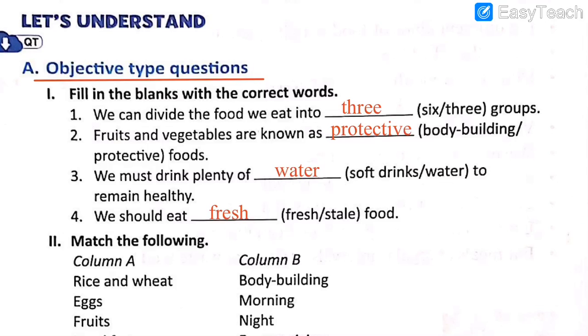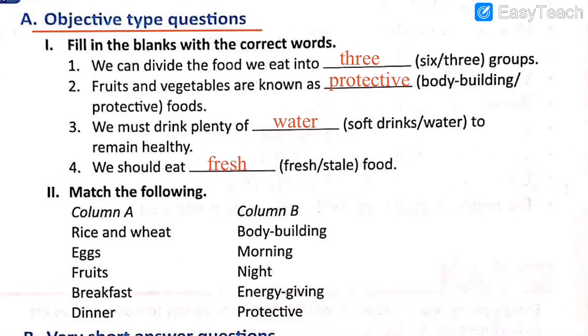So these are the 4 objective type questions in number 1, fill in the blanks. Let's see all the 4 again. We can divide the food we eat into 3 groups. Fruits and vegetables are known as protective foods. We must drink plenty of water to remain healthy. We should eat fresh food. These were the 4 fill in the blanks. I hope you have written all the 4 questions along with the answers.